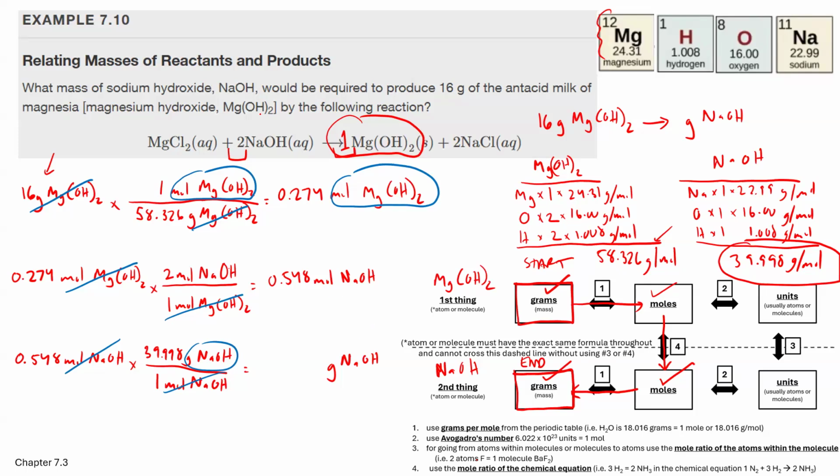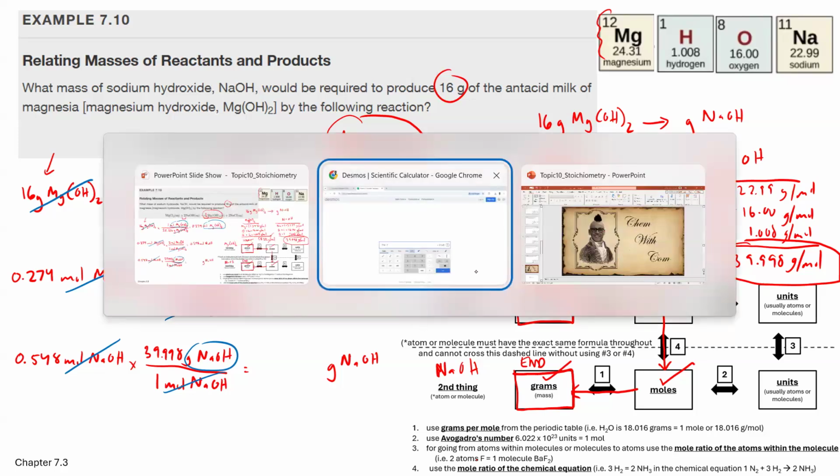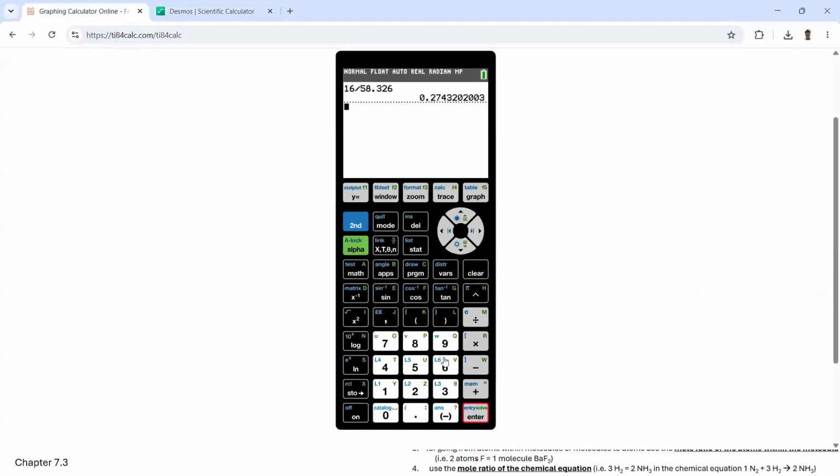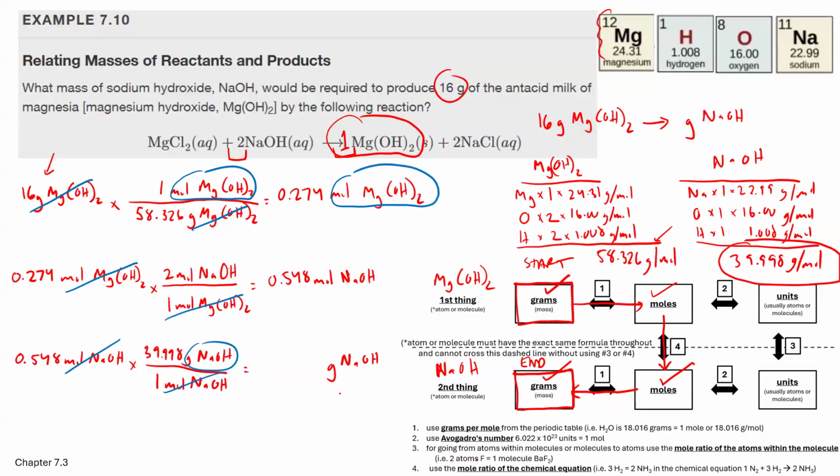All right. So we want to end up with 2 significant figures at the end, but we have a bunch here. So 0.548 times 39.998. And we got 21.9, or we're going to say 22 grams of sodium hydroxide.